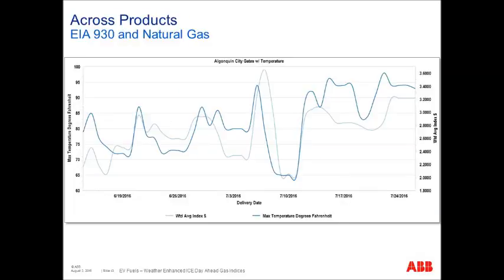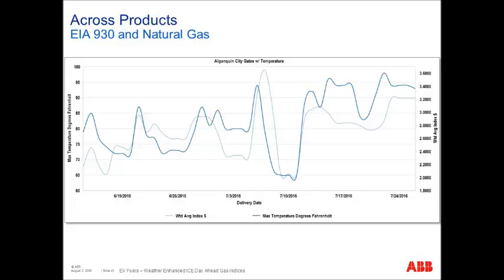So now I'm going to talk a little bit about some cross-product stuff, and talk a little bit about natural gas and how you can use some of the data that's already available in the Velocity Suite side by side with this new data to come up with some patterns, come up with some ideas for analysis.